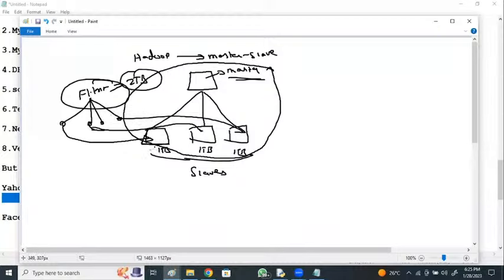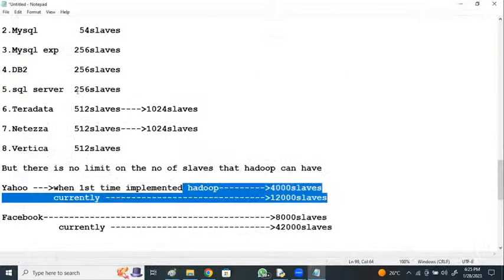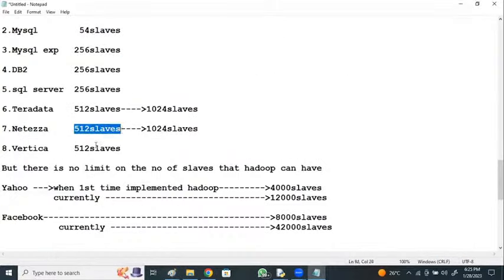So these are the systems. Hadoop scales horizontally with an unlimited number of slaves. Horizontally, you can keep on adding systems or slaves, right? Slaves means systems. We can have any number of systems. There is no limit. But for databases, there is a limit. How many systems can there be?